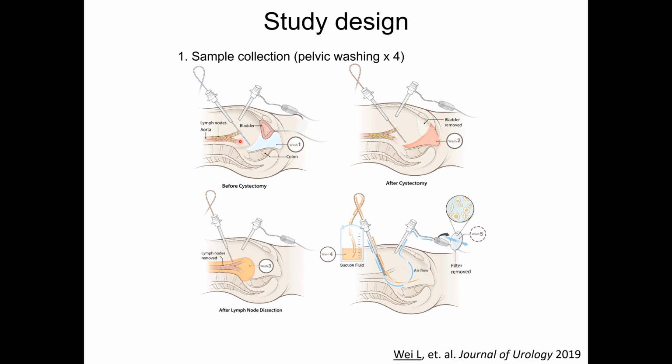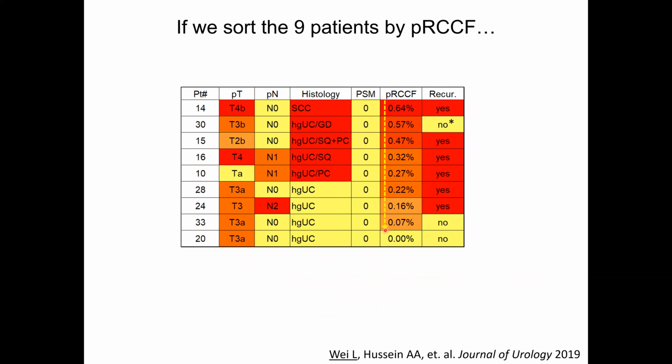However, next we noticed that if we sort these patients by their peak RCCF, the level of residual tumor cells, from high to low, we found a striking association with histology. More specifically, the patient with the highest level of residual tumor cells was the only squamous cell carcinoma, which is the most aggressive form of bladder cancer. Numbers 2 to 5 were high-grade urothelial carcinoma with variant histology, so more aggressive. And the rest of the 4 were just plain high-grade urothelial carcinoma.